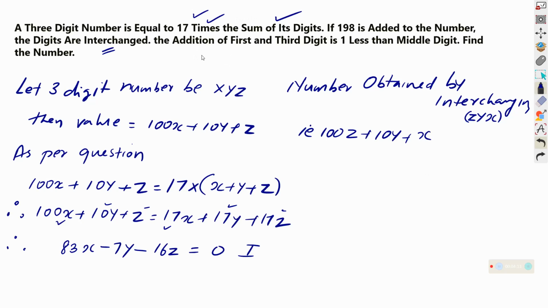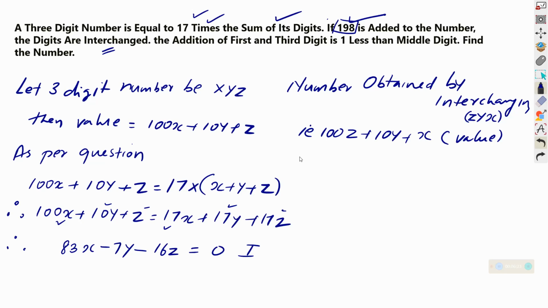That will be the value of the number when digits are interchanged. And a condition is given that adding 198 to this will make it equal to the original number. So how will we write that? We have to consider that now. It will become equal to the given number when 198 is added to the interchanged one. So I have to write that now.